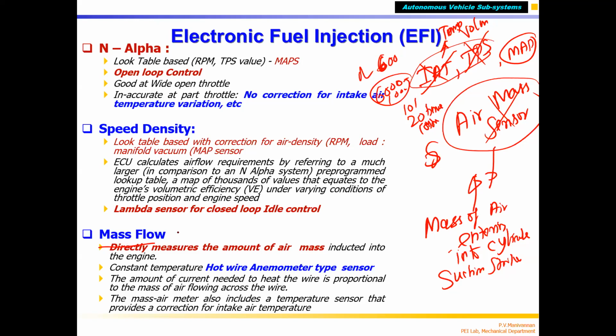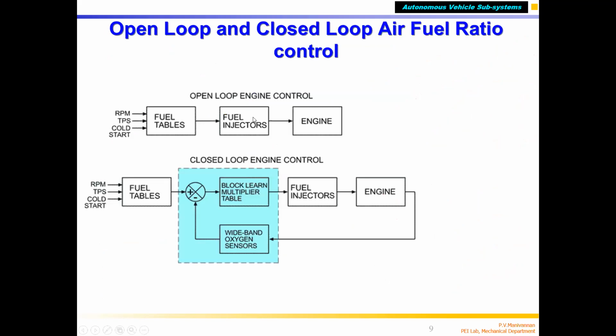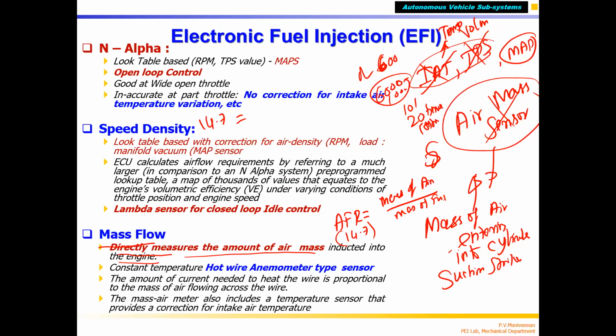So it is very expensive, but it is very accurate because the mass flow sensor, or air mass sensor, measures the amount of air mass entering the engine directly, with a single sensor, correct? AFR, air fuel ratio, is nothing but the mass of the air divided by the mass of the fuel, right? Now, I want to maintain 14.7, that is stoichiometric.